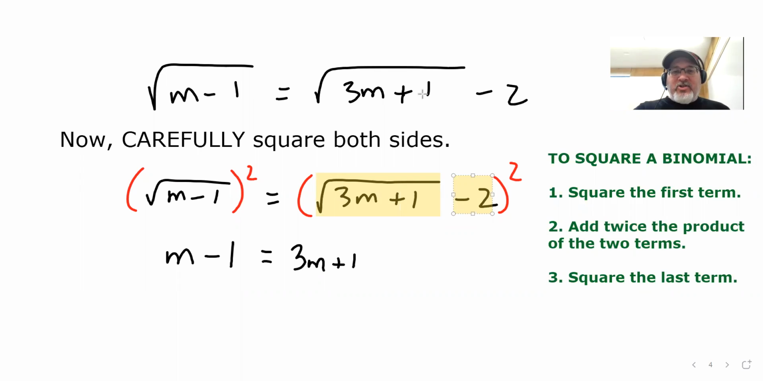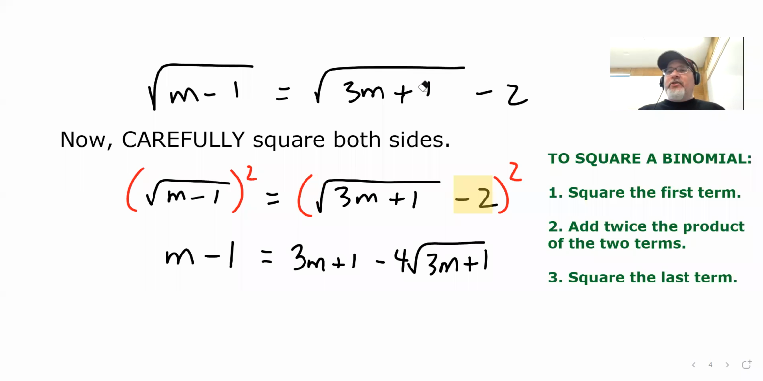Well, to multiply it, I would just stick them next to each other because one's a square root and one's a number. So I could just put minus 2 square root of 3m plus 1, but I have to double that. And when I double it, instead of minus 2, I get minus 4. So that part's where you really got to slow down. The middle term is twice the product of the two terms. And then the last part of squaring a binomial is pretty easy because all you have to do is square the last term. Now be careful, it's getting squared, so it will always come out positive. Negative 2 times negative 2 is positive 4.